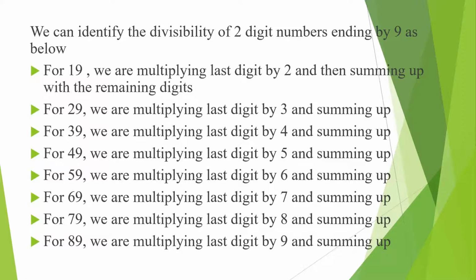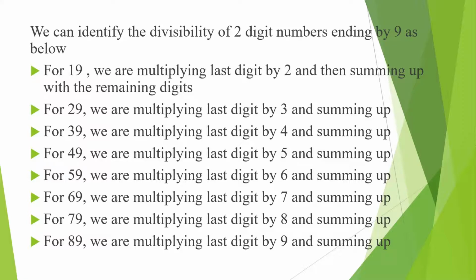For 29, we are multiplying the last digit by 3 and adding up. The whole total number should be divisible by 29. If it satisfies that condition, then the whole number is divisible by 29. For 39, the last digit by 4. Similarly, for 49, we have to multiply the last digit by 5. For 59, we have to multiply the last digit by 6. For 69, by 7. For 79, by 8. For 89, by 9.